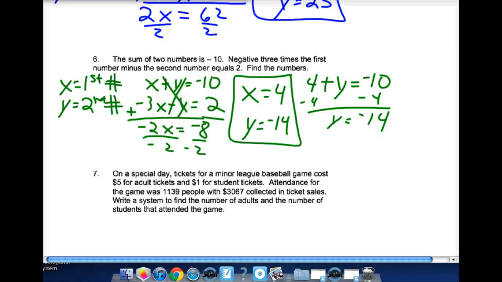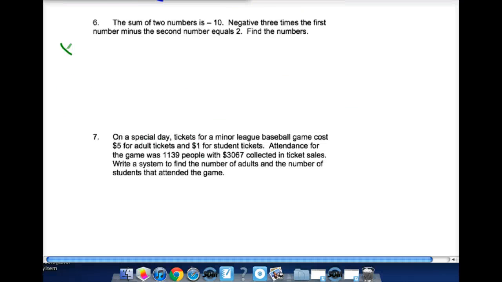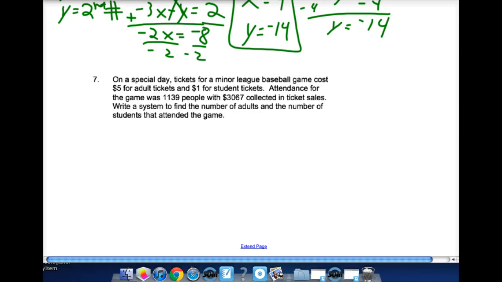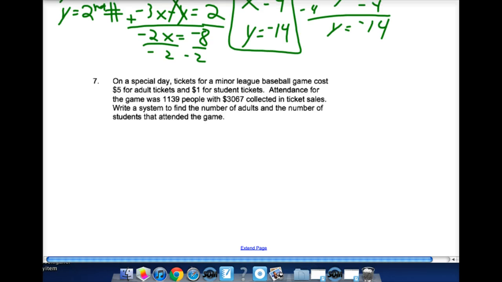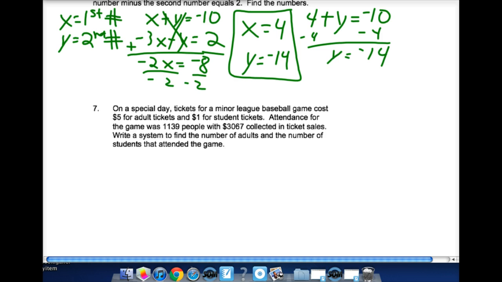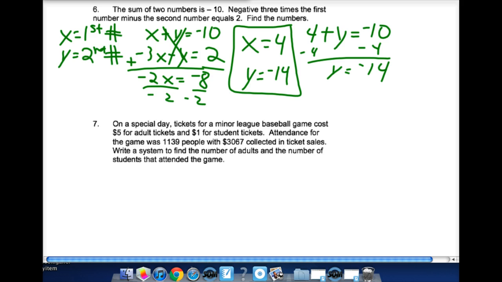Please show your work. That's where you make your little mistakes when you don't show your work. Y equals -14. Add up the two numbers. Oh, I thought you meant add up 4 and -14. Yeah, add those up. It is not 10. It's -10. And that's what the sum of them is supposed to be.